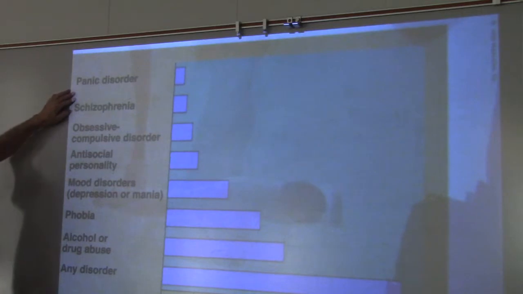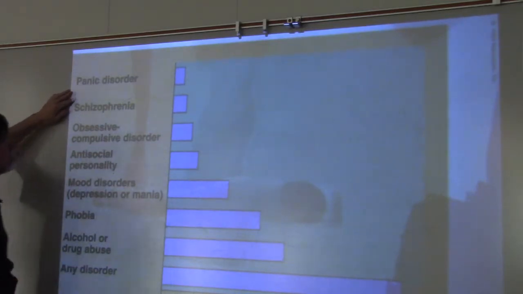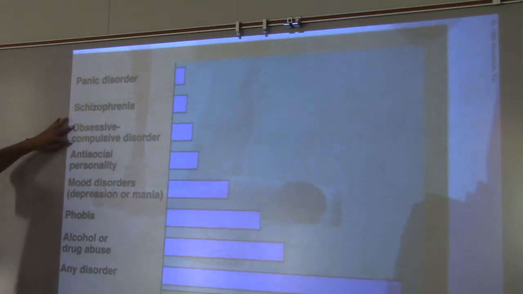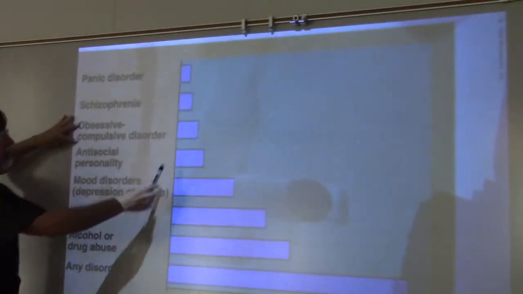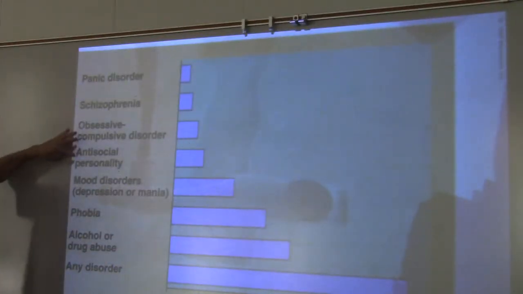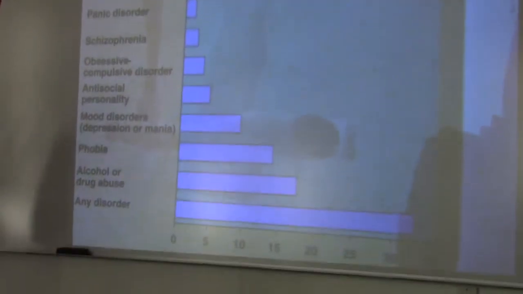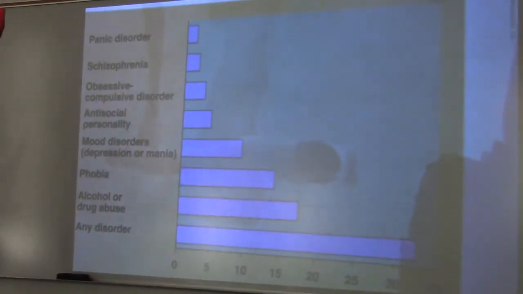Panic disorder, less than 5% of the population. Schizophrenia, less than 5% of the population. Obsessive compulsive disorder, maybe 3.5% of the population. Antisocial personality. We want to distinguish antisocial versus asocial personality. Some people are averse to meeting other people. It's more than shyness. It interferes with being promoted at work.